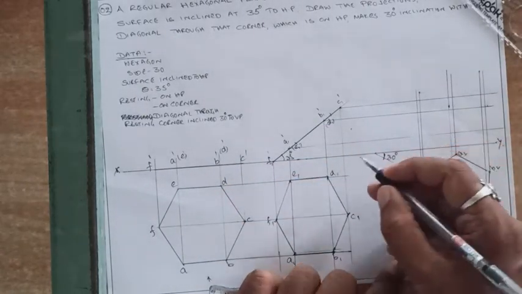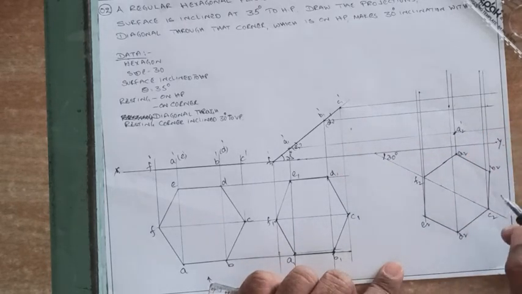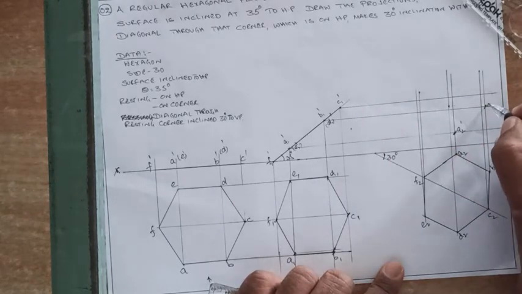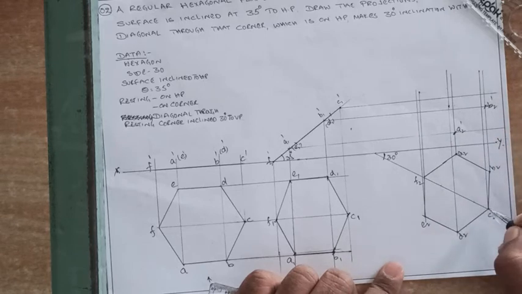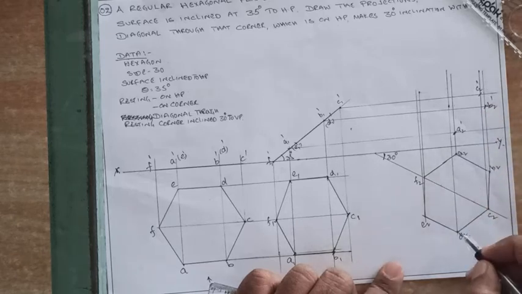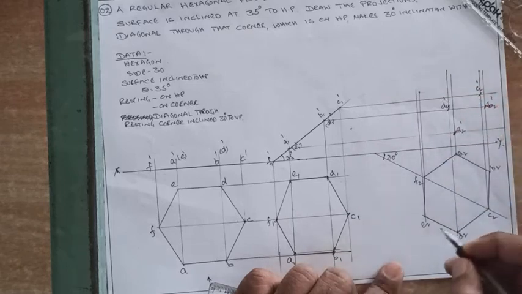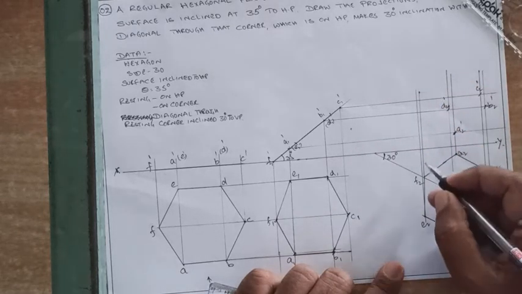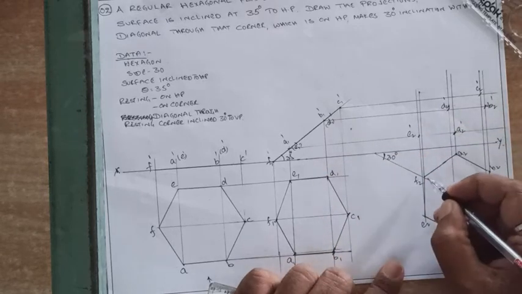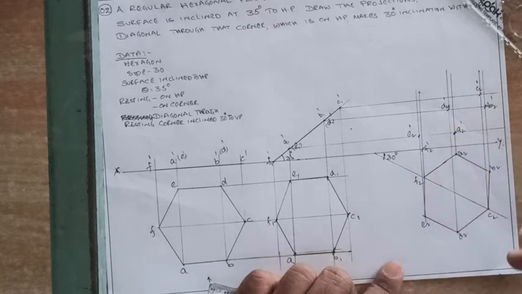First A2 vertical, then A1 horizontal, that is A2 dash. B2 vertical, B1 horizontal, B2 dash. C2 vertical, C1 horizontal, C2 dash. D2 vertical, D1 horizontal, D2 dash. E2 vertical, E1 horizontal, E2 dash. F2 vertical and F1 horizontal, F2 dash.